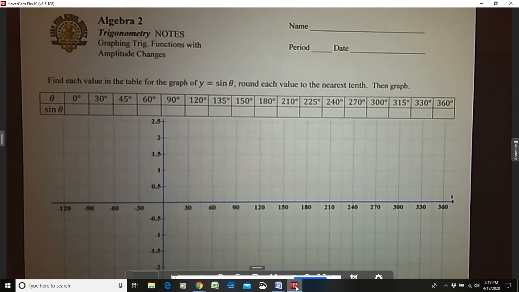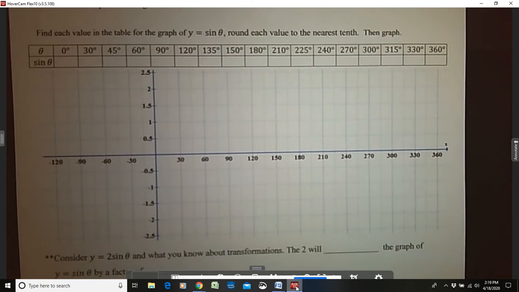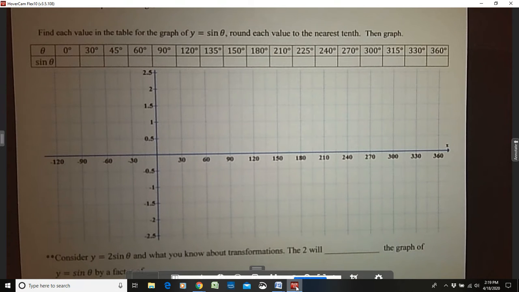And you guys have spent a lot of time looking at sine values and cosine values. For example, if I wanted sine of 30 degrees, I would draw a 30, 60, 90 triangle, fill in the sides, and then take opposite over hypotenuse, and that would give me this value of sine of 30 degrees.